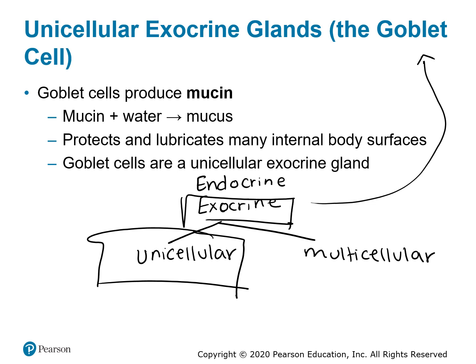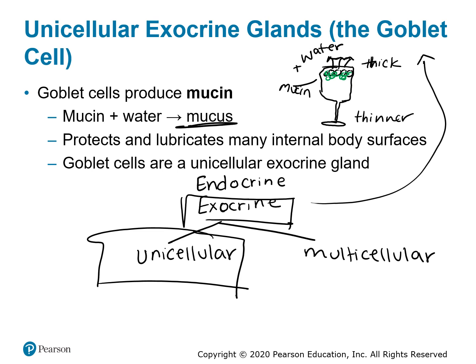Okay, goblet cells are named almost entirely for their shape. They look like little wine glasses. That's my best idea of a wine glass. Kind of thick on the top and kind of thinner down at the bottom. These goblet cells produce a protein called mucin. And when they release that mucin out onto the cell surface and it mixes with water, it becomes mucus. Okay? Goblet cells' main function is to protect and lubricate a lot of the body's surfaces. And they're one of our most important unicellular exocrine glands.